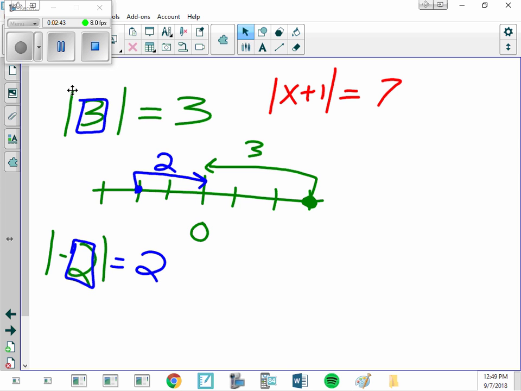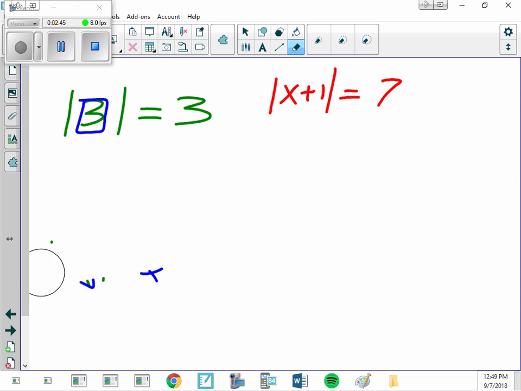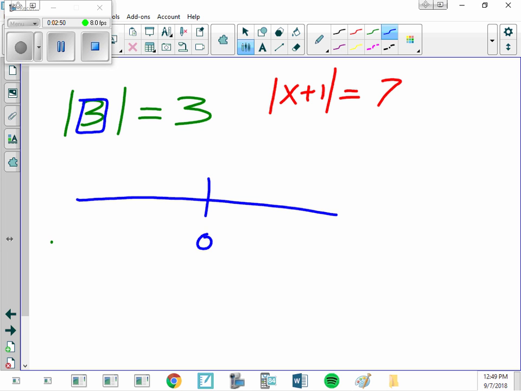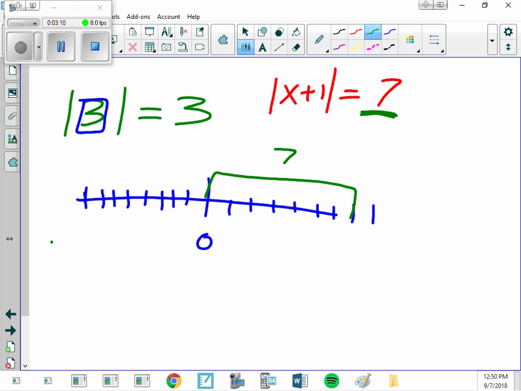Okay, let me draw a new number line. So 0, 1, 2, 3, 4, 5, 6, 7, 8. 1, 2, 3, 4, 5, 6, 7. So the result is 7 units away from 0, right? What two numbers are 7 units away from 0? So +7, okay, and -7.